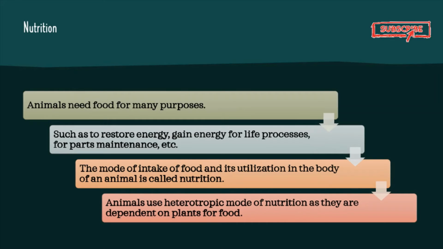So animals use the heterotrophic mode of nutrition. In this chapter we are going to mainly focus on the heterotrophic mode of nutrition and how the food gets digested in the bodies of these heterotrophic animals.